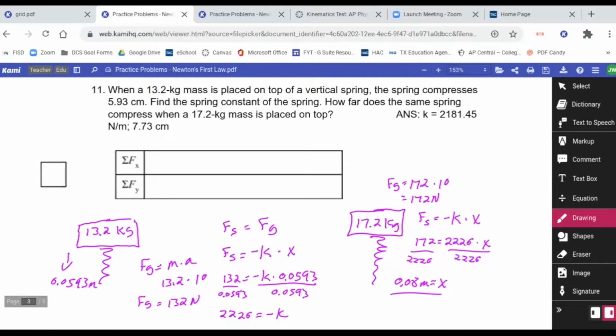What's up? I have a question. Yeah, go for it. How'd you get the 0.0593 from the 5.93? Because they told us 5.93 is centimeters and I need meters. Oh, so I divided by 100. All right, yeah. Wait, so for each spring, the constant's the same?